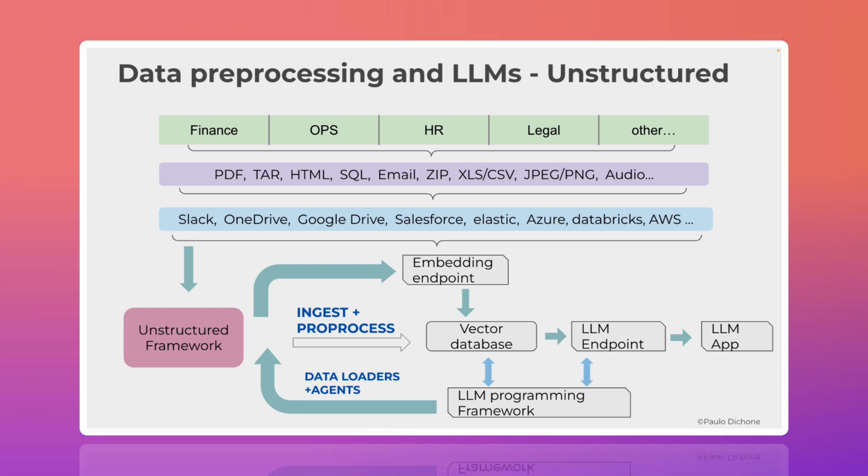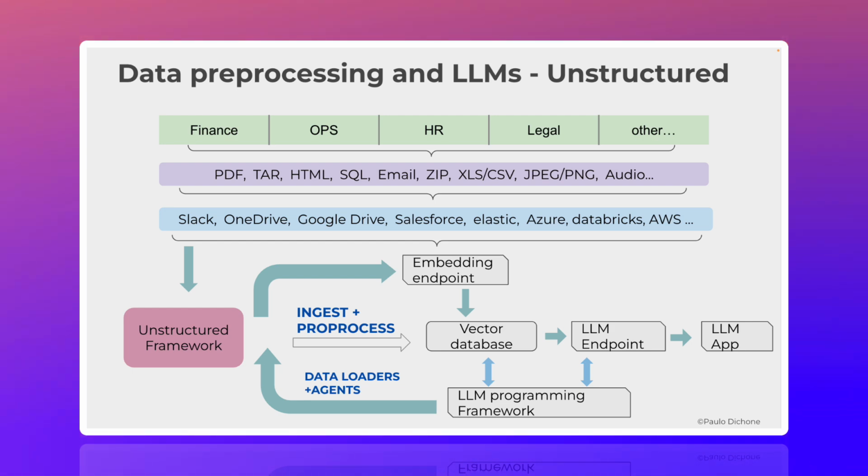This data is stored, or can be stored, in a vector database where it can be accessed and queried using embeddings. And then we have this embedding endpoint. This is where it generates embeddings for the data, which are these numeric representations used for similarity search and large language model queries. And then we have this layer of what we call the LLM programming framework.